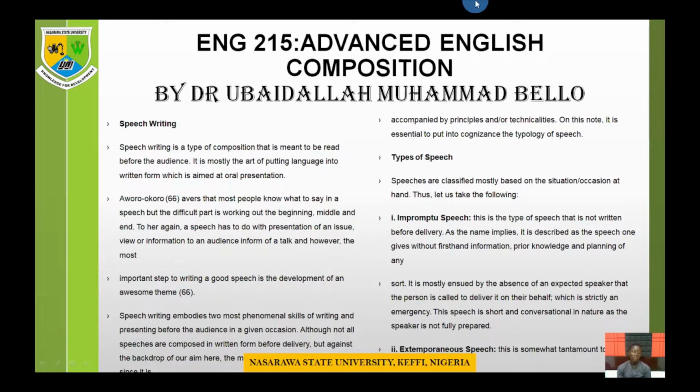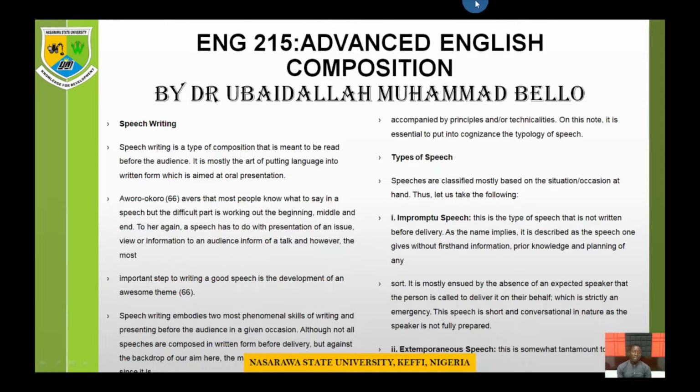Okay, now, speech writing embodies two most phenomenal skills of writing and presenting before the audience in a given occasion. Although not all speeches are composed in written form before delivery, against the backdrop of our aim here, our major aim here is the one that has to be written. But there are other exceptional cases in our communicative efforts or life where we do not need to write the speeches before presentations.